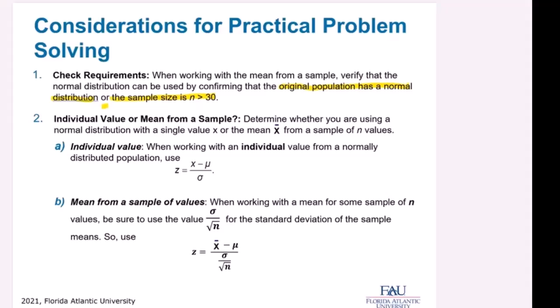When working with an individual value from a normally distributed population, we use our z. But if we're talking about the mean from a sample of n values, we need to use the value sigma over the square root of n for the standard deviation of the sample means. And that changes our z. Instead of sigma, it would be sigma over the square root of n. And instead of x, which is one value, we get the mean of the samples.